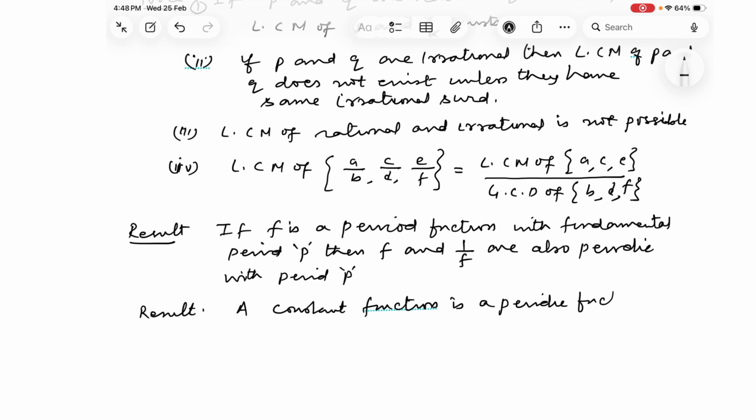One more important result here is that a constant function is a periodic function. A constant function is a periodic function, but it does not have a fundamental period.